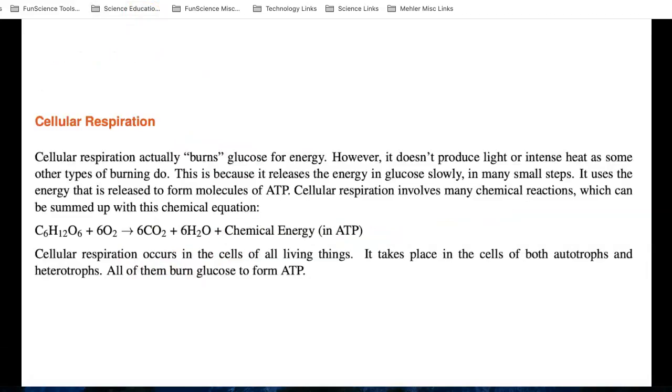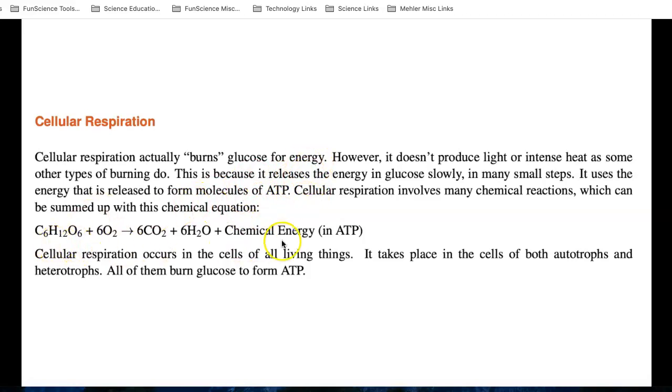Now we're going to go into photosynthesis and cell respiration in more detail in this chapter, but for now, just understand that cell respiration burns the glucose for energy, okay? But it doesn't produce light or intense heat. What it does is it produces molecules of ATP. So let's look at this equation.